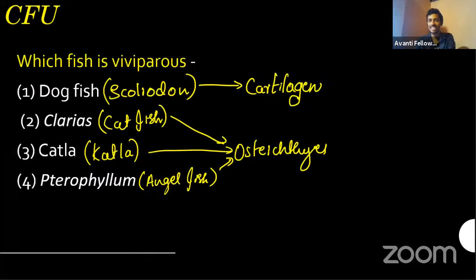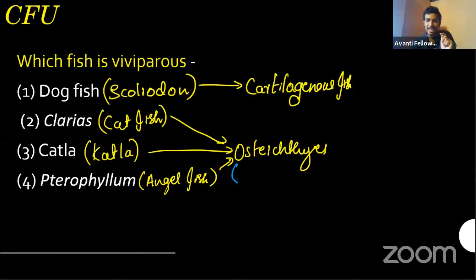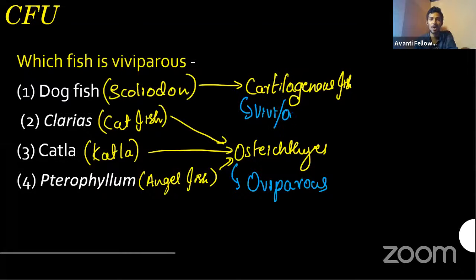Did you get the answer, or do I have to tell? Still, how many of you don't get the answer? So you can answer it now, right? It's very easy now. What kind of egg-laying will Osteichthyes show? Do they show oviparous nature or viviparous nature? Osteichthyes. Oviparous or viviparous? Exactly. Oviparous. What will cartilaginous fish do? Either viviparous or ovoviviparous. Now you got it right. So simple, right?